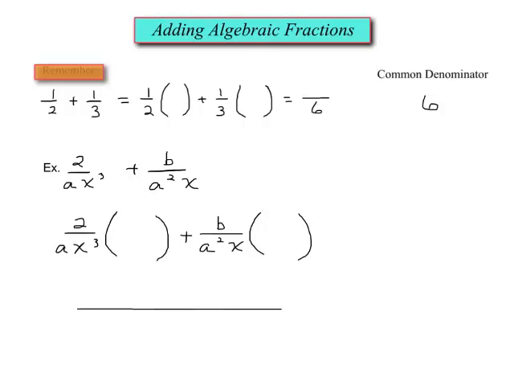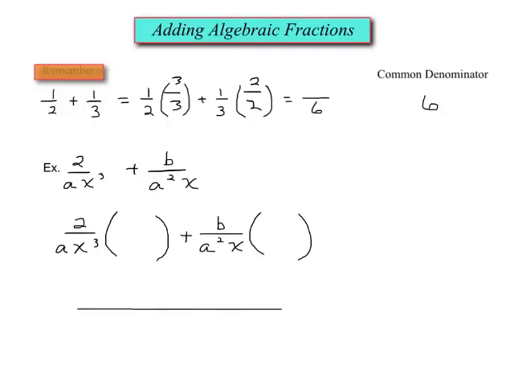When we convert 1/2 and 1/3 to sixths, we ask ourselves what times 2 equals 6, and that of course is 3. And if we multiply the denominator by 3, we've got to multiply the numerator by 3. And then what times 3 is 6? 2. And so, of course, 2 in the denominator means 2 in the numerator.